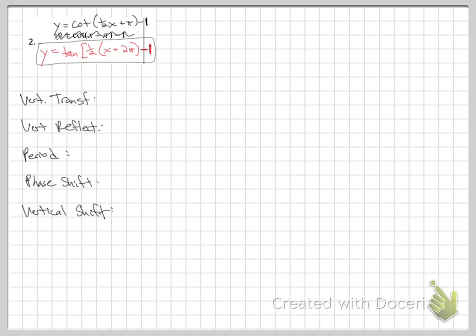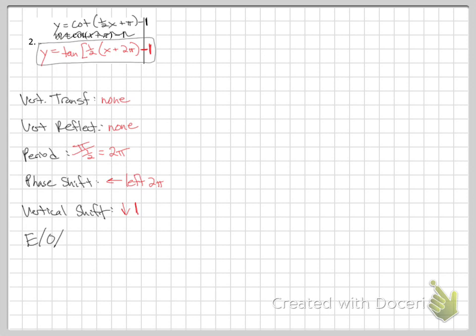So transformation, there's no a value, so none. There's no a value, so it's not negative. Period is pi divided by b, but we don't leave dividing by fractions. I literally just said dividing by a fraction is the same thing as multiplying by the reciprocal, or in this case multiplying by 2. So 2 pi is the period for this one. Phase shift, it says plus, that actually moves it left 2 pi. And vertical shift, it says minus 1, so that moves it down 1.